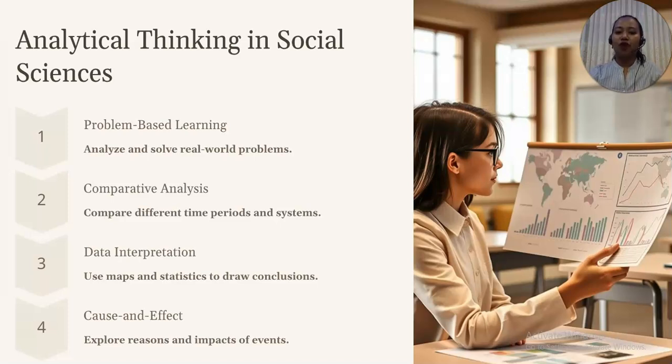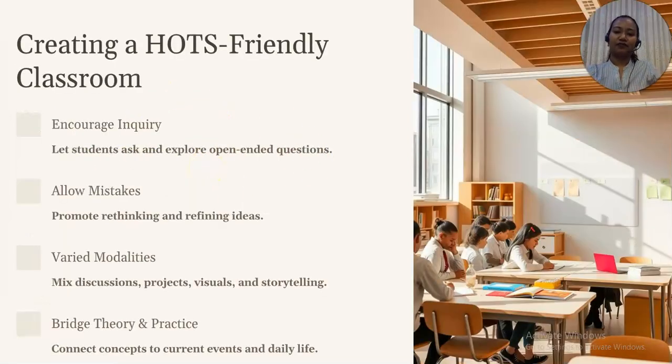Then we have the cause and effect. So here we have to let students make timelines. Ask them what event led to what. If we understand the why, we can also understand the how. Then it is here where we are creating higher order thinking skills friendly classroom.